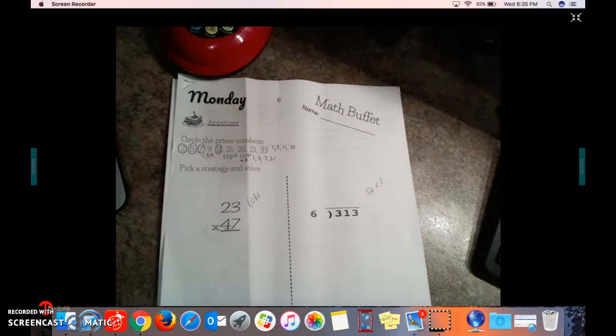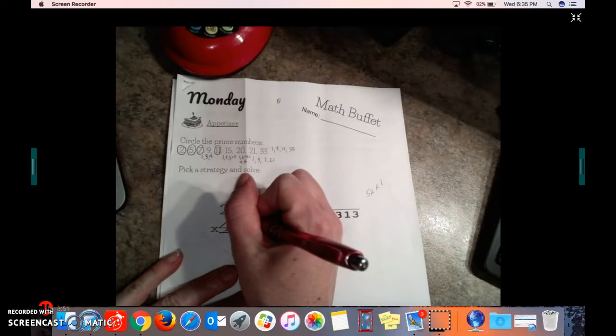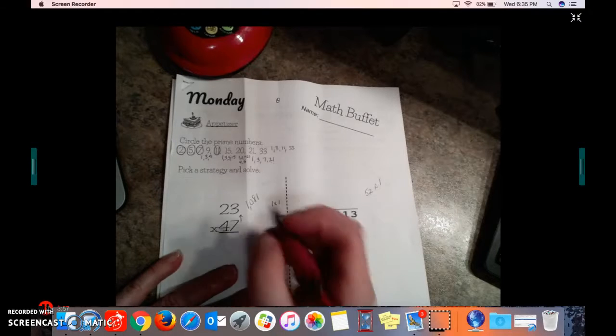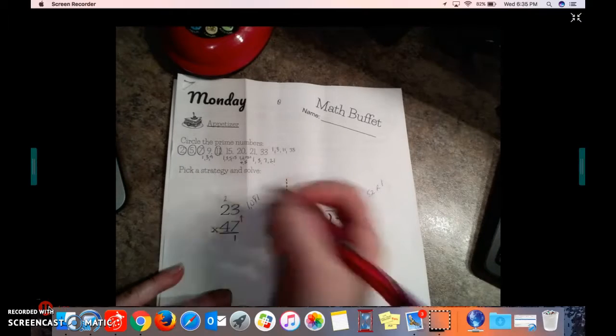Okay, when we are doing 2-digit by 2-digit multiplication, we're always going to multiply up first. So we're going to do the 1s times the 1s. So 7 times 3 is 21. I want to bring my 1s down, regroup my 10s. So the 1 comes down, the 2 goes up.